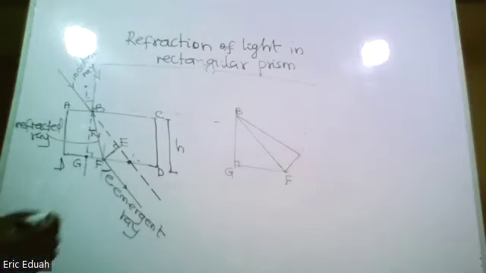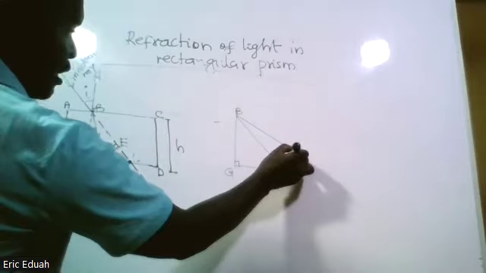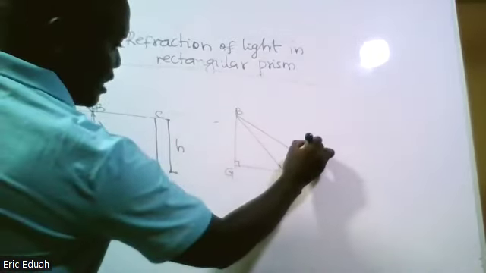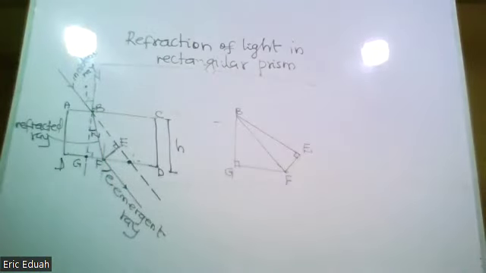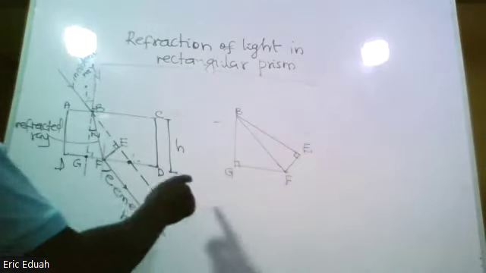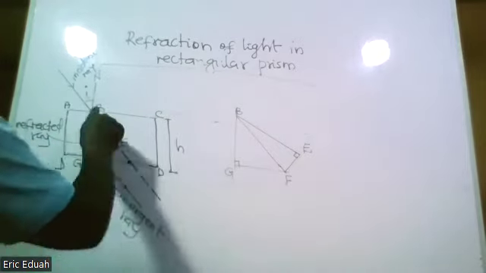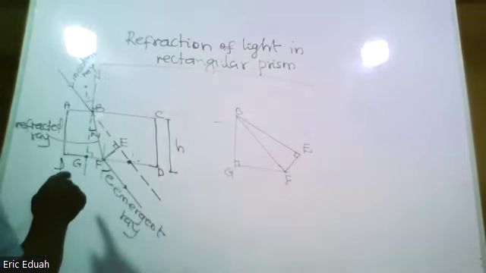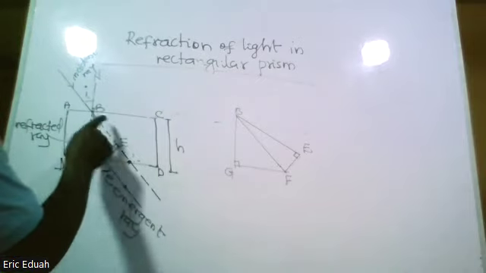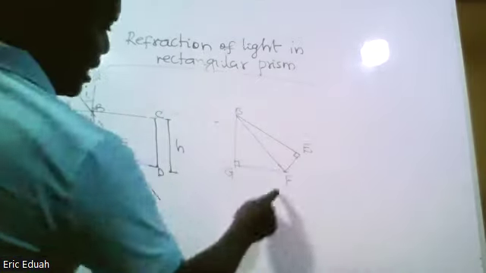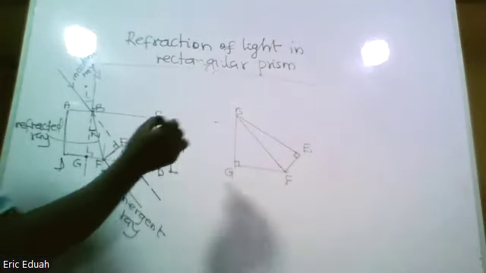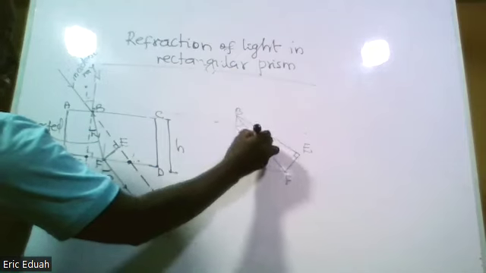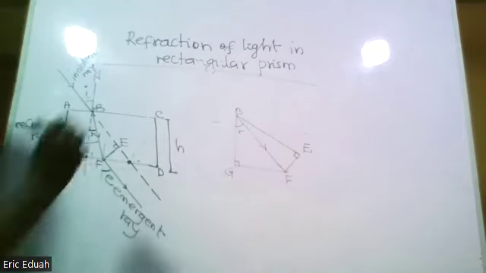Okay, so this is the perpendicular side, the point E. We have two right-angle triangles, BGF and BEF. This is the angle R, the angle of refraction, so this is the refracted ray.